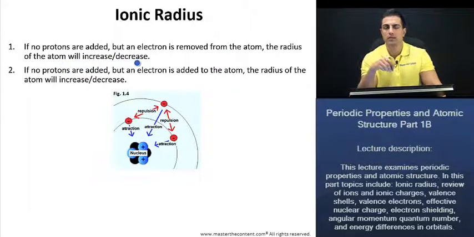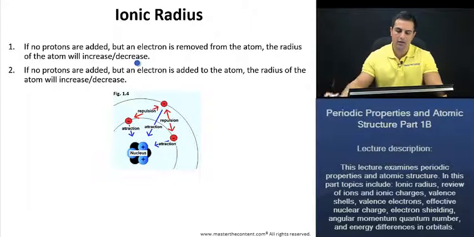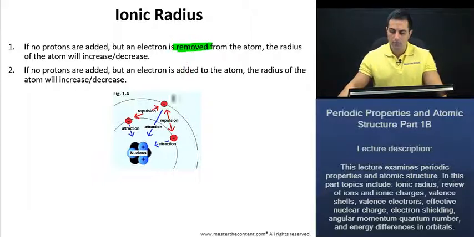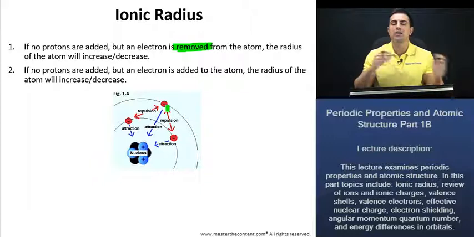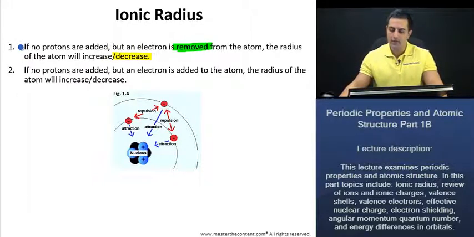Now, before we move on to that, let's consider this for a second. We have to recall that electrons have repulsive forces, and in contrast, an electron and a proton have attractive forces. Now, coming back here, if no protons are added, we're not changing the attractive force. But an electron is removed. And if the electron is removed from the atom, what's happening is we're taking away repulsive forces. So if we take away repulsive forces, then that atomic radius is going to decrease. Thus, we can say that if no protons are added but an electron is removed from the atom, the radius of the atom will decrease.